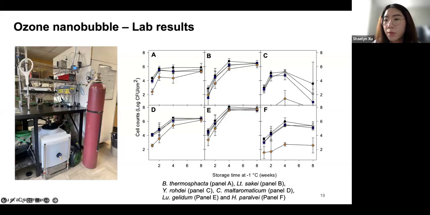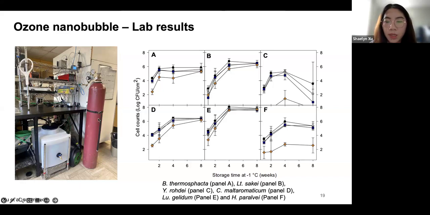This is what the ozone nanobubble equipment looks like. This is in our lab. As you can see, we have an oxygen cylinder. The red box is the ozone generator. Then we have different hoses connected, and this tank is full of ozone nanobubbles.